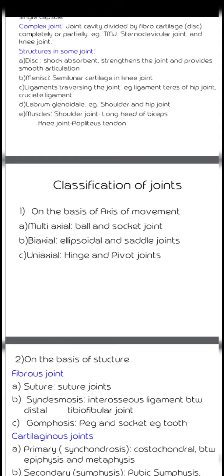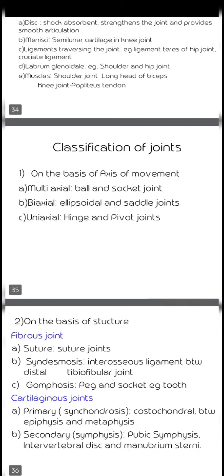Then muscles may be present in the joint, such as in the shoulder joint, where the long head of biceps is present. In the knee joint, the popliteus tendon is present. So joints are basically the place where two or more bones join each other. The ends of bones join each other.